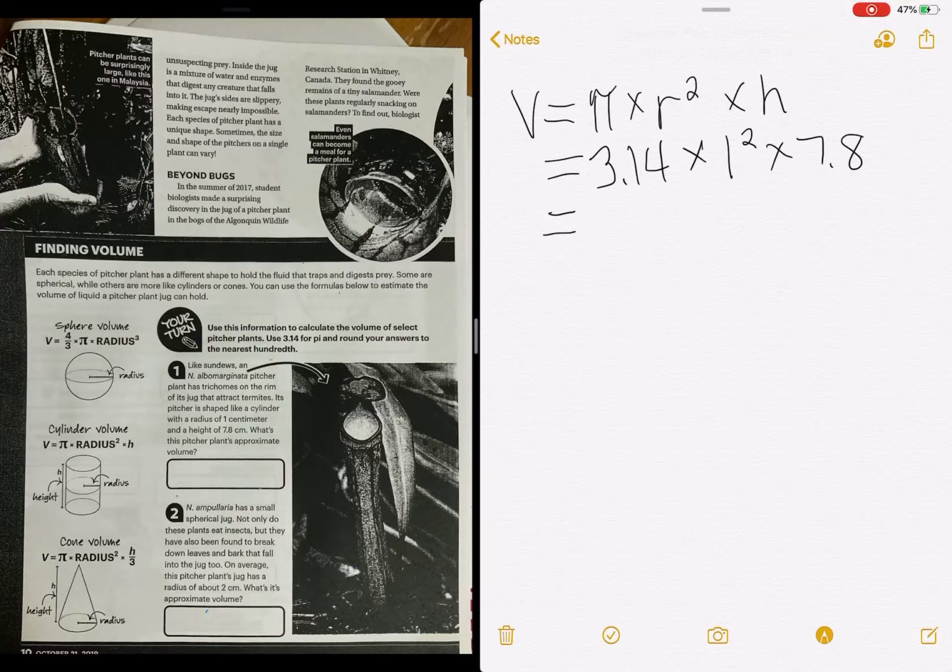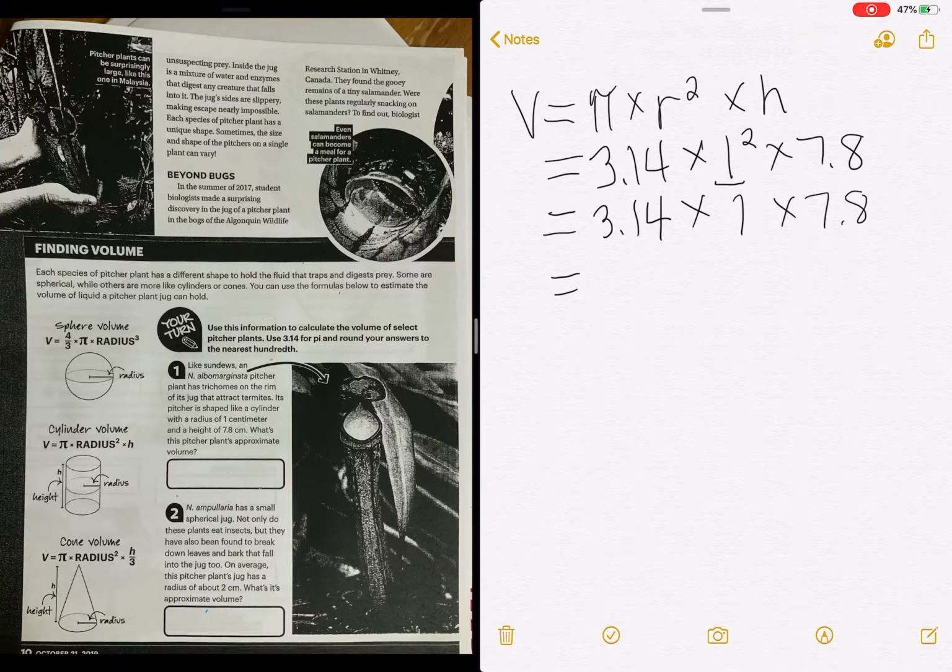Order of operations, we're going to solve the exponent first. I'm going to start by rewriting the first part of the problem. 1 squared is 1 times 1. And we're going to finish by rewriting the last part of the problem. Now, we have to multiply those three numbers together. So it'd be 3.14 times 7.8. I don't have to enter in the 1 because we know that any number times 1 is itself.